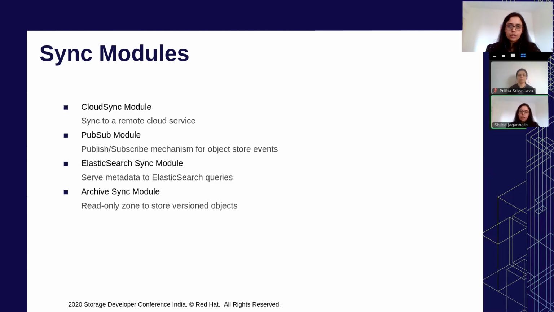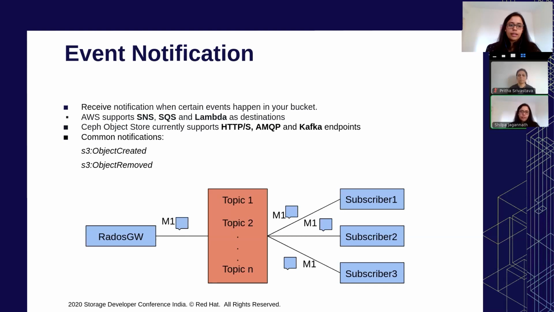And you can retrieve the versions from this object, from this zone. Another feature is event notification. This is mainly to receive notifications when certain events happen in the bucket. It sends information out of Rados Gateway when certain events happen, such as object create or object delete events on the bucket.